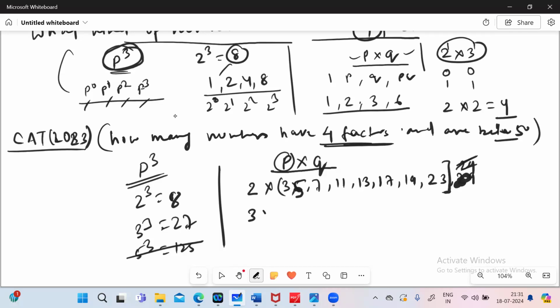Then I'll take the first prime as 3. And I'll not write 2 here because 2 into 3 has already been covered. So I'll start with 5, 7, 11, 13. And I'll not write 17 because 17 into 3 will be 51. Then I'll use 5. The first number that I'll be getting is 5 into 7. And I'll not write 11 because with 11 I'll be getting 55. So this is all. The total numbers are 1, 2, 3, 4, 5, 6, 7, 8, 9, 10, 11, 12, 13. These are the 13 numbers, and these 2.